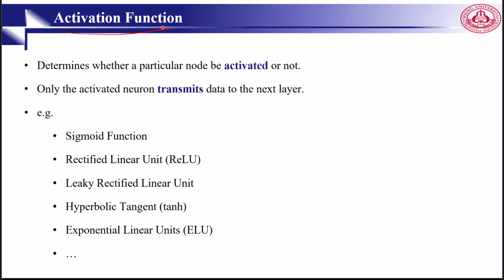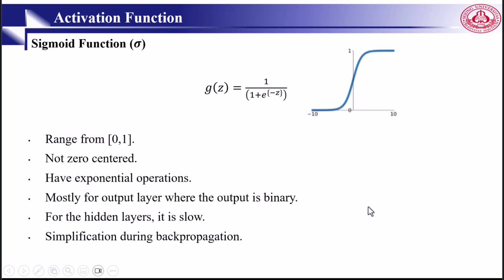Activation function transforms a neuron's input into output. So we may have different kinds of activation functions like sigmoid, ReLU, leaky ReLU, tanh, ELU, etc. The first one that we're going to study is the sigmoid activation function. Sigmoid was one of the earliest and most popular choices for activation functions, particularly in the output layer for binary classification.